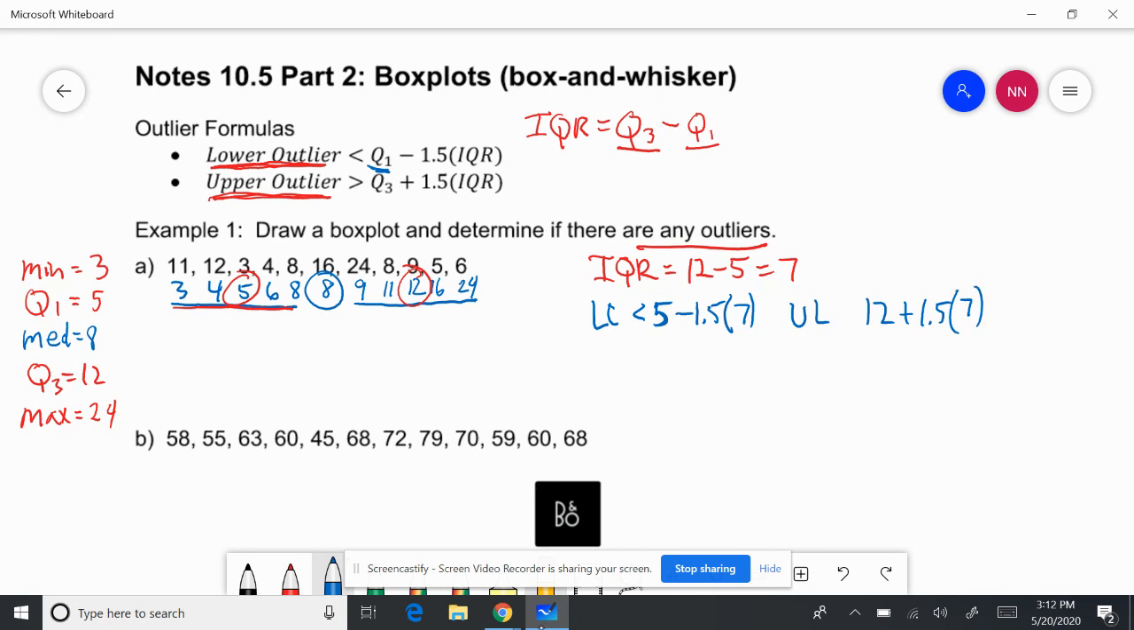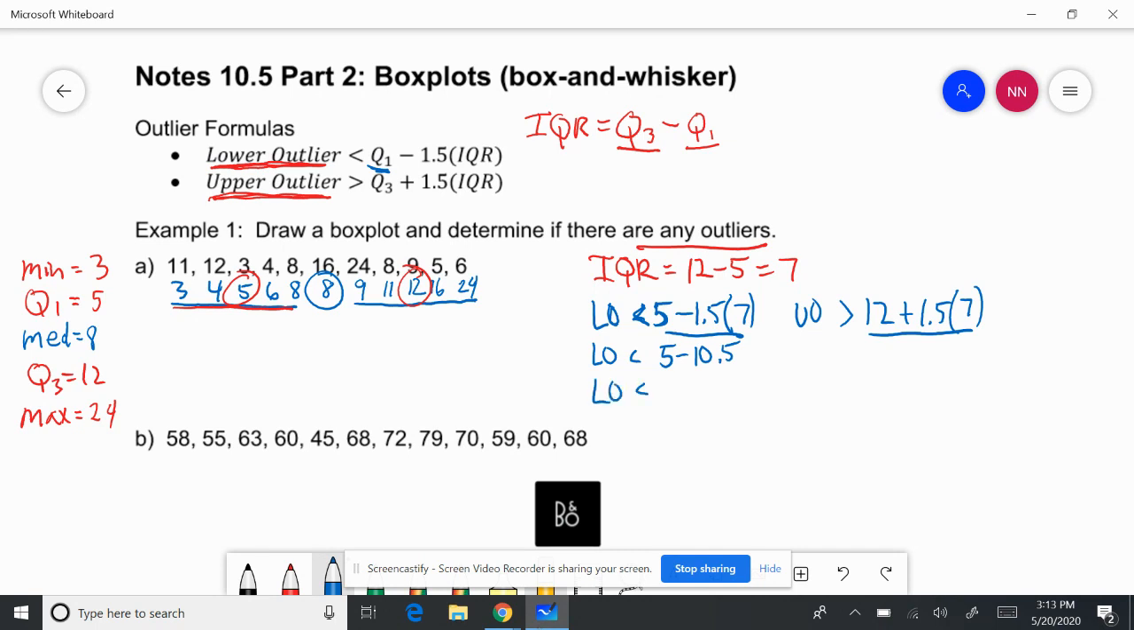So you may want a calculator. A lower outlier is going to be anything less than this number. An upper outlier is going to be anything greater than this number. So we're going to take out our calculator and calculate it. 1.5 times 7 is going to be 10.5.